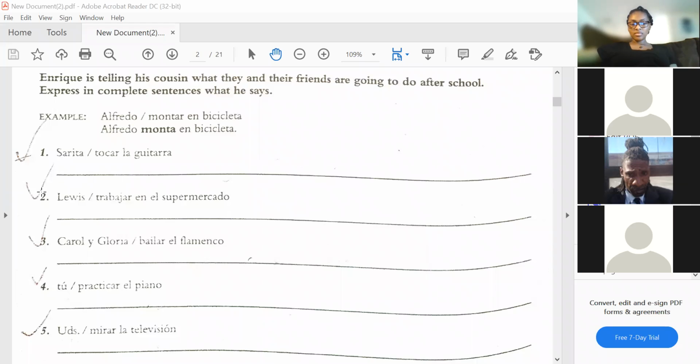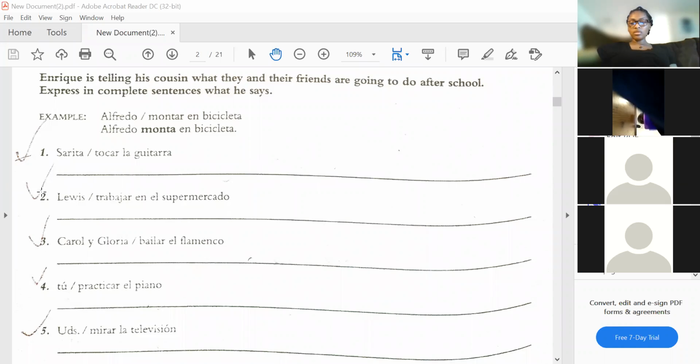Sarita tocaro. How do you say it? Tocar. And then how do you add the A to it? So remember, we're dropping the AR. Oh, okay. So, tocar la guitarra. Okay, Sarita.